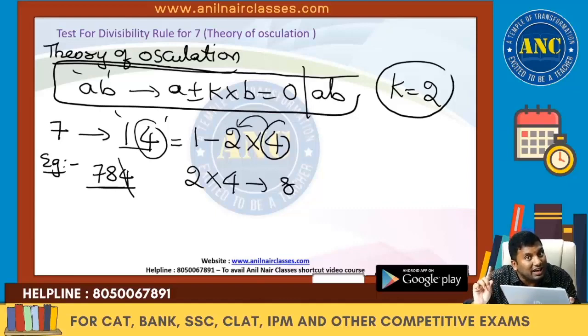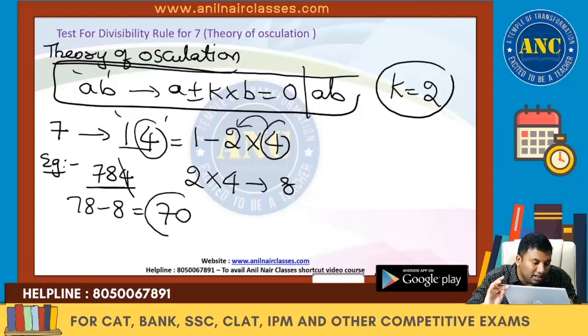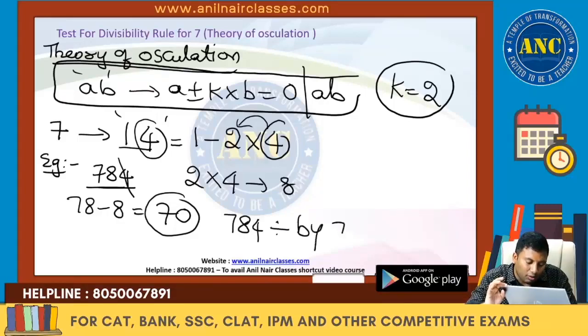I said that a is the remaining part. 78 minus 8 is 70. Is 70 divisible by 7? Yes. That means 784 is also divisible by 7. I hope it is clear.